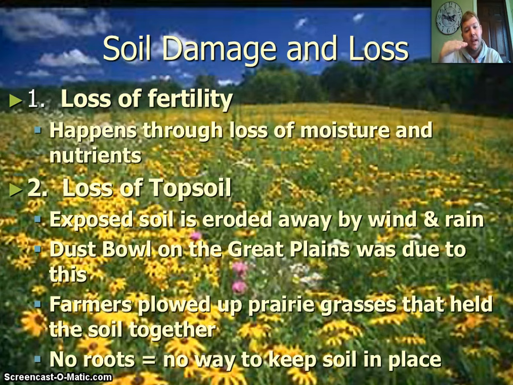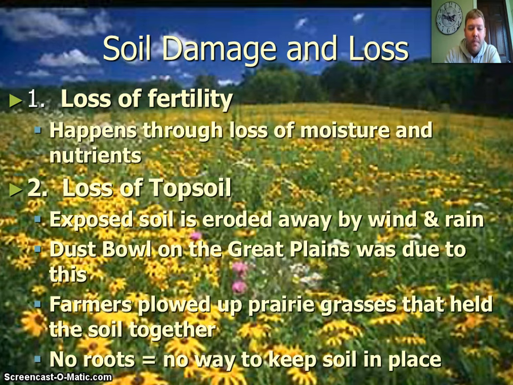You start to lose that topsoil, it's going to get narrower and narrower. Roots aren't going to be able to get down and grow. You're not going to have as much nutrients. That exposed soil is then eroded away by wind and rain. And once it's eroded away, it's not coming back. Once we lose it, it's gone.